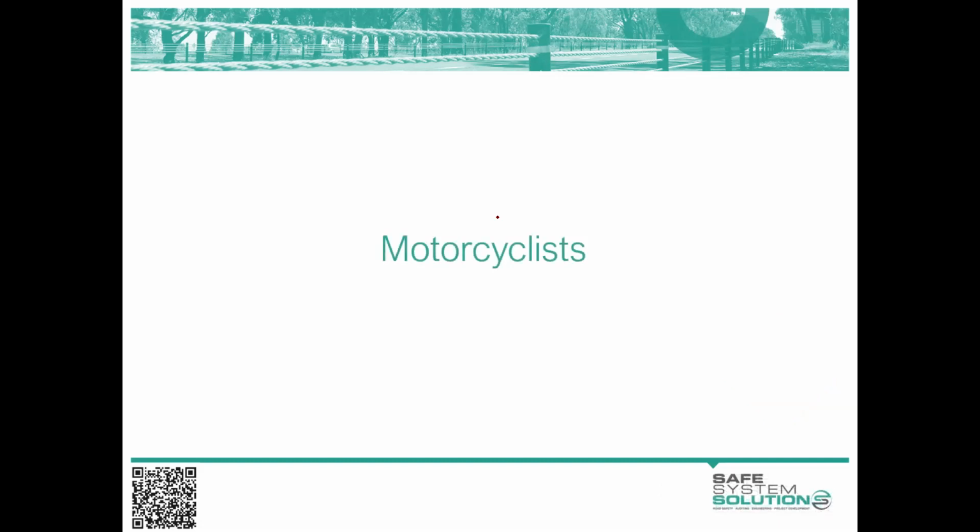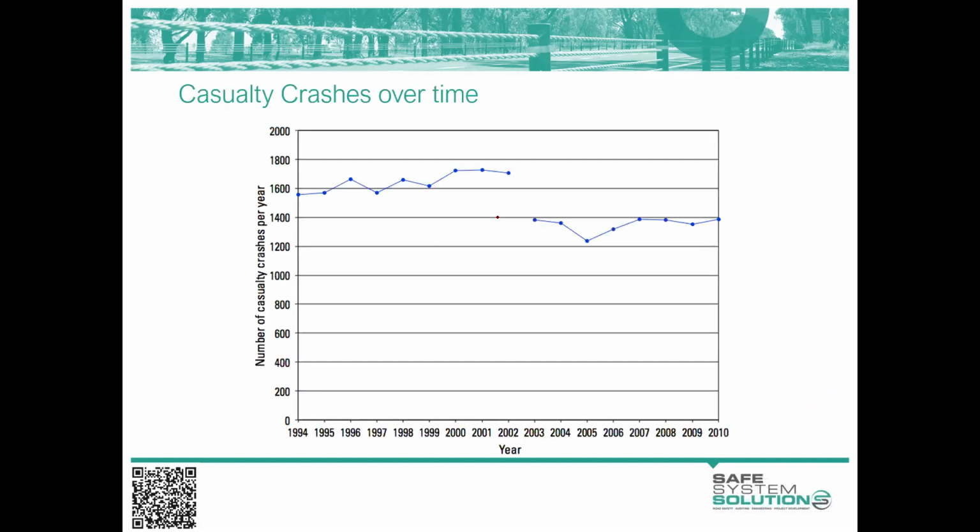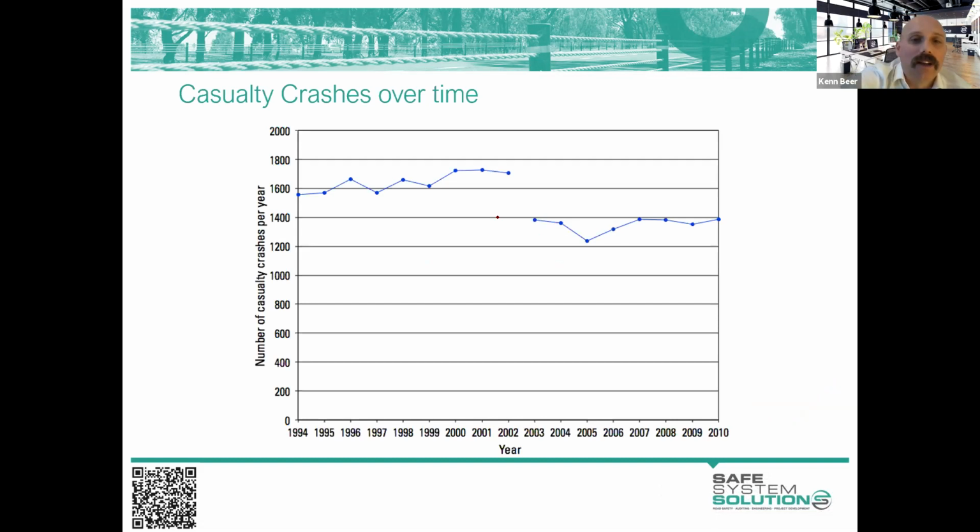Okay, motorcyclists, and I'm on the previous. Did you pick that one up? On the previous slide, what was the change? So this change was the year that the default speed limit went from 60 kilometers per hour in urban areas to 50 kilometers per hour in urban areas. That was all.